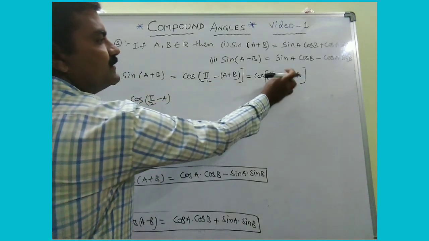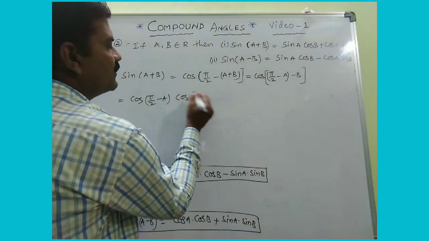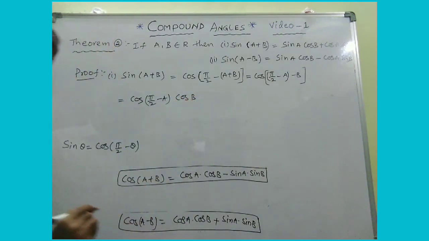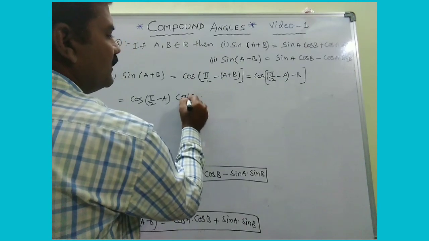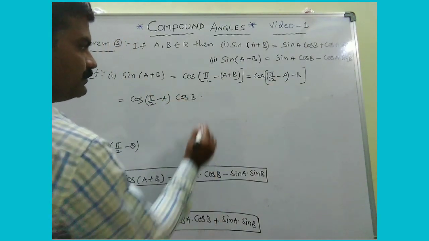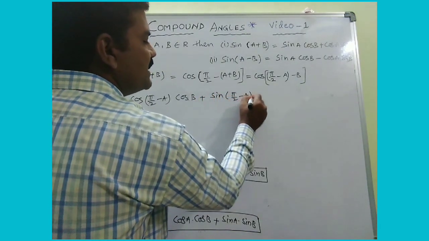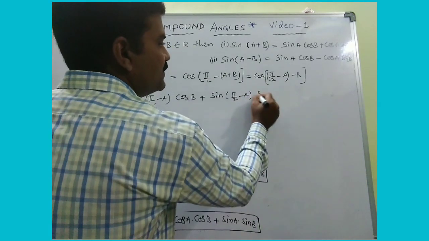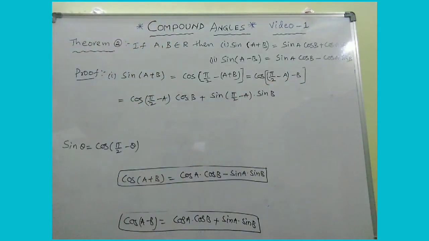Here the angle A is nothing but cos A into cos B. Cos B is as usual, and plus, angle B is nothing but A minus B. Okay, cos A into cos B, plus what about sin A? Sin A is nothing but 90 minus A into sin B. B is B itself, don't write minus B in the place of B here. Do you understand? So look at this technique.